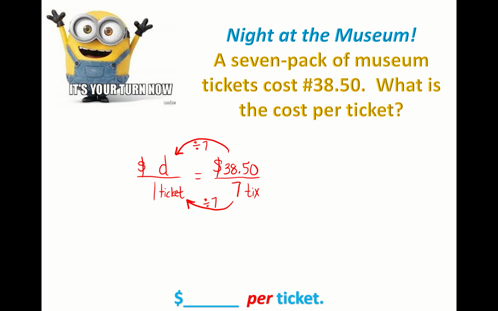So let's grab our calculators and pop into the calculator $38.50 divided by 7. And we get in a calculator that D equals 5.5. But we know that this is money, that D is representing money. So this means that it's $5.50. So our unit rate, our unit price is $5.50 per ticket. If you got that answer right, give yourself a kudos.